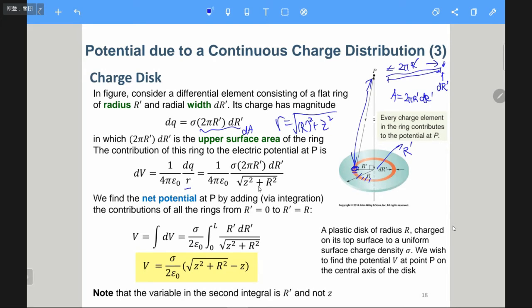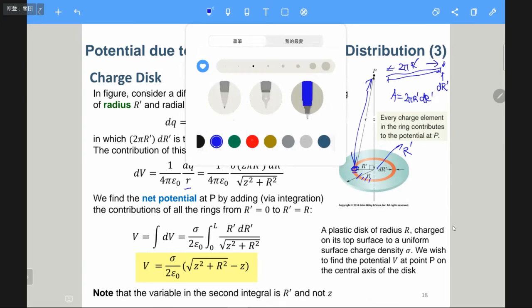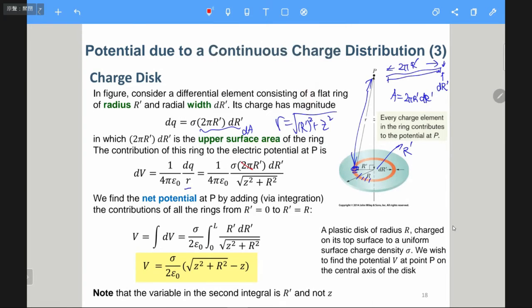Next we can do some simplification. We have 2 pi here and 4 pi, so we have 2 here, so we have 2 epsilon naught here. Sigma is also a constant with respect to r prime, so we have sigma over 2 epsilon naught. And then we need to integrate it from 0 to R.